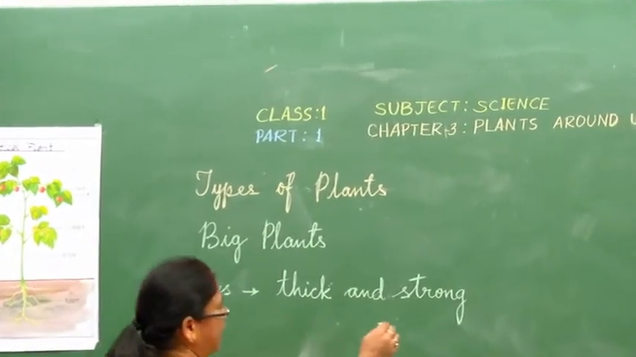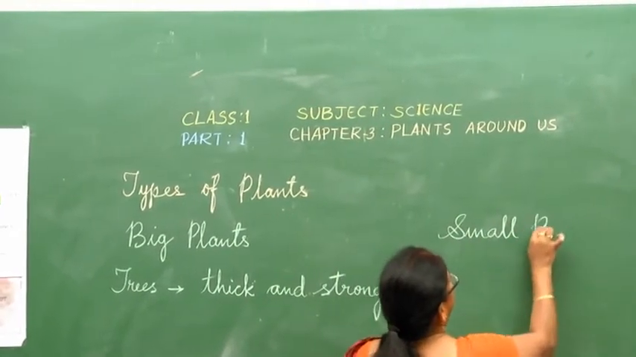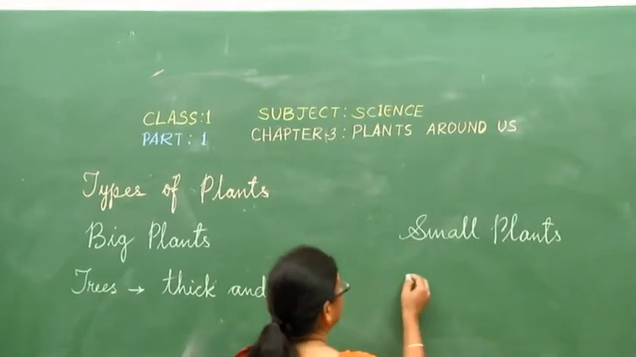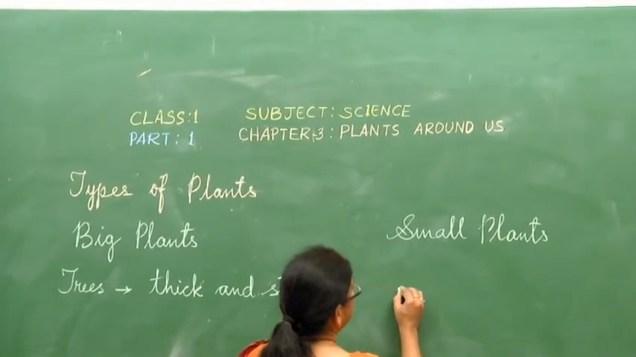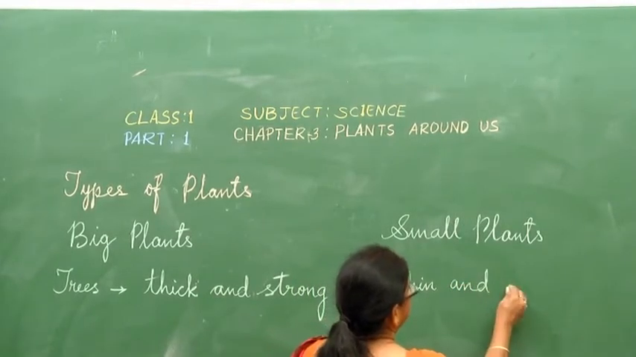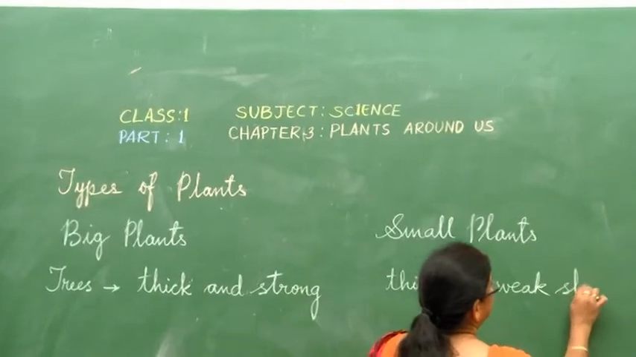And small plants. Big plants and small plants. Small plants have thin and weak stems. Mostly they will be green in color.